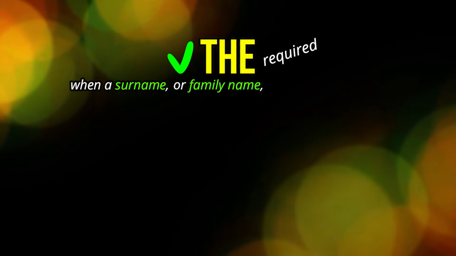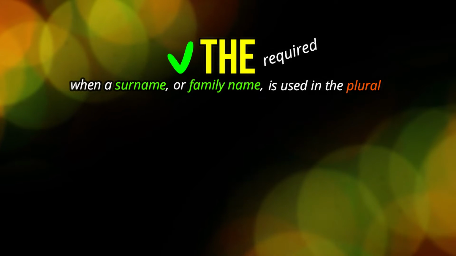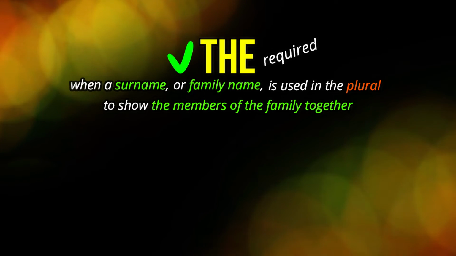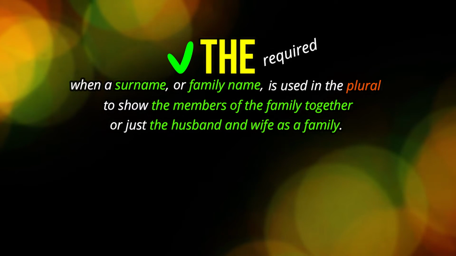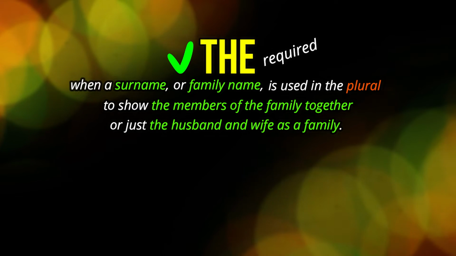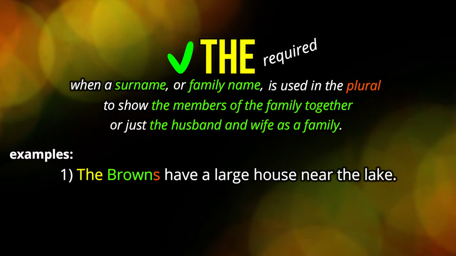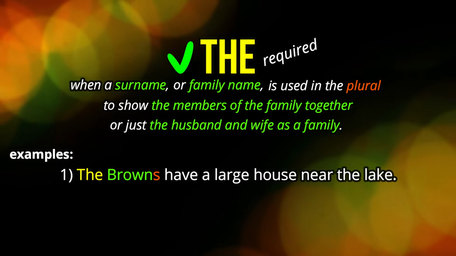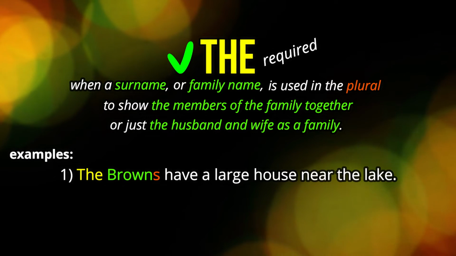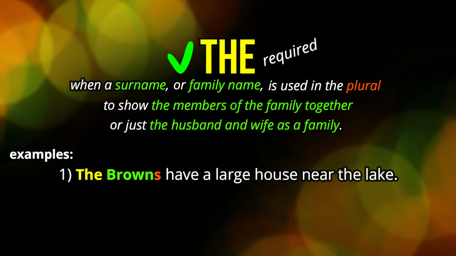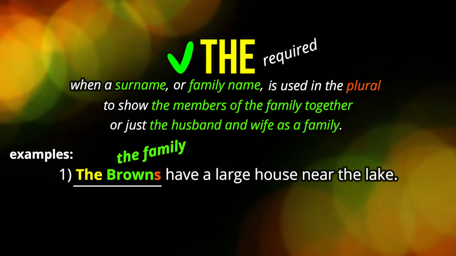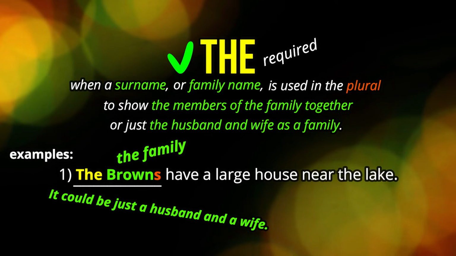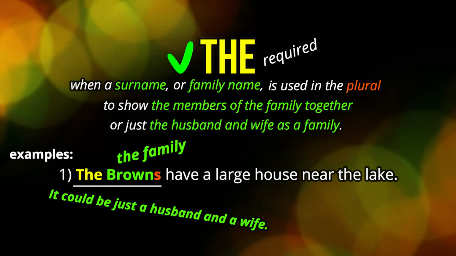"The" is required when a surname or family name is used in the plural to show the members of the family together, or just a husband and wife as a family. Let's take a look at example number 1. The Browns have a large house near the lake. Here it's the Browns. We say "the Browns." And this is the family. The Browns are a family. Now it could be just a husband and a wife, right? We don't know. But we know it's the family.